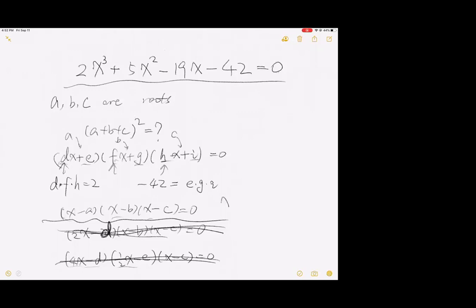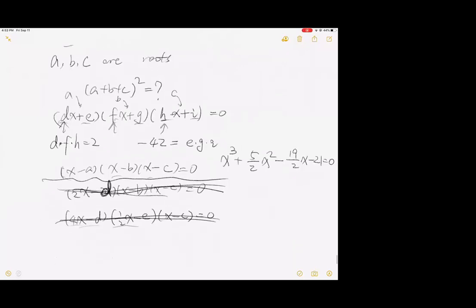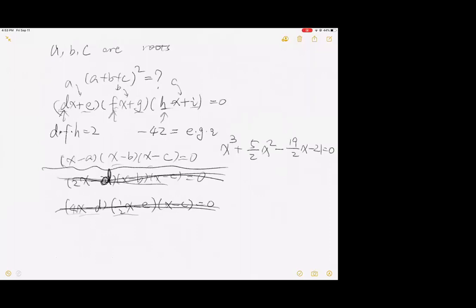Now basically it'll just be x cubed plus 5 over 2 x squared minus 19 over 2 x minus 21 equal to 0. On the 5 over 2 x squared, how you get it is just negative x squared times a plus b plus c.